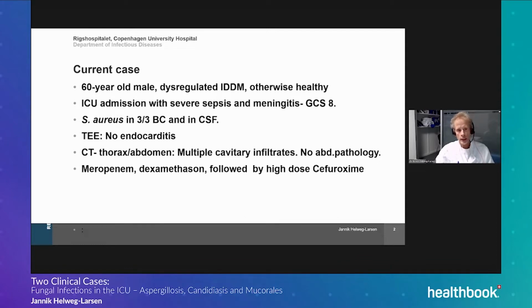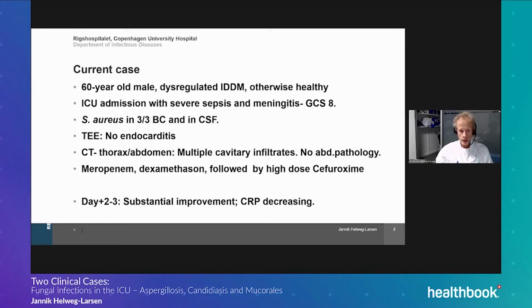He was treated in the beginning with meropenem and dexamethasone. Dexamethasone was because of the bacterial meningitis until we got the pathogen. And he's currently been treated with high-dose cefuroxime, which has improved CNS penetration compared to cloxacillin.